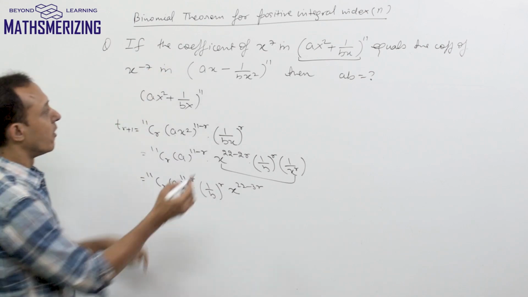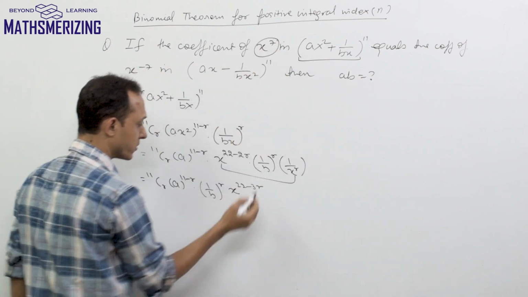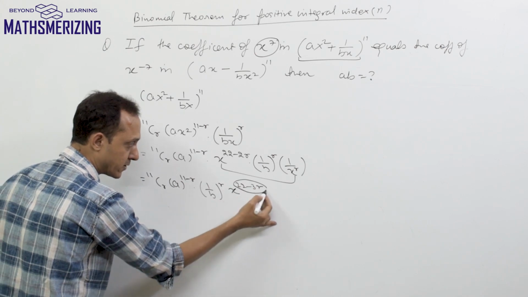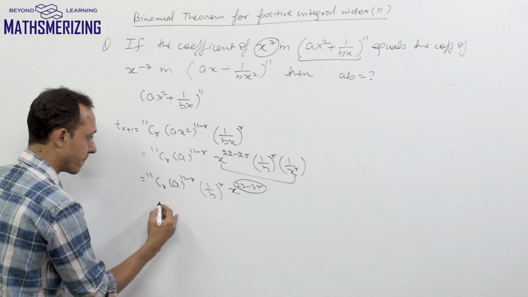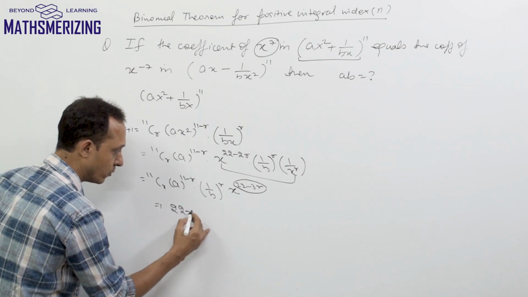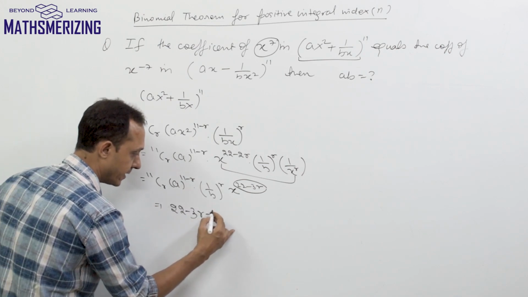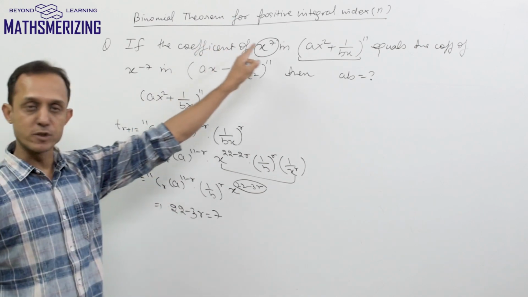Now I need to find the coefficient of x to the power 7. So this index, 22 minus 3r, should be equal to 7. I need to find the value of r when 22 minus 3r is 7, because I need the coefficient of x to the power 7.